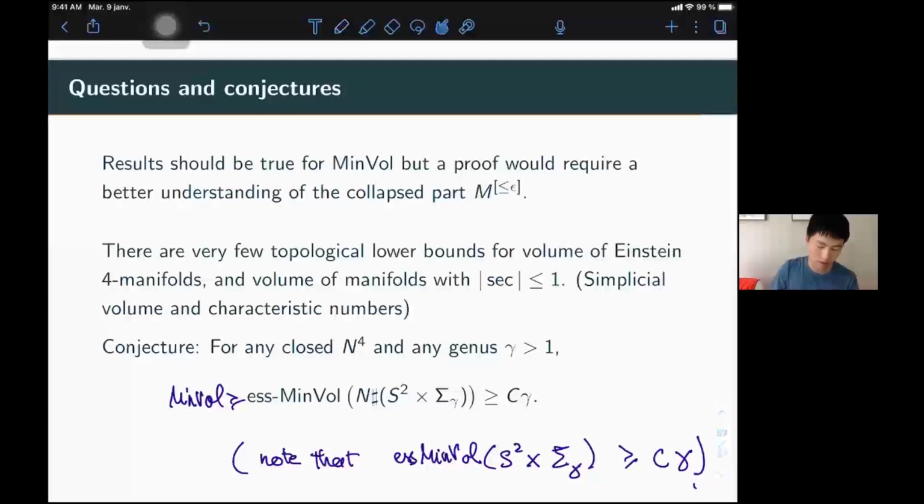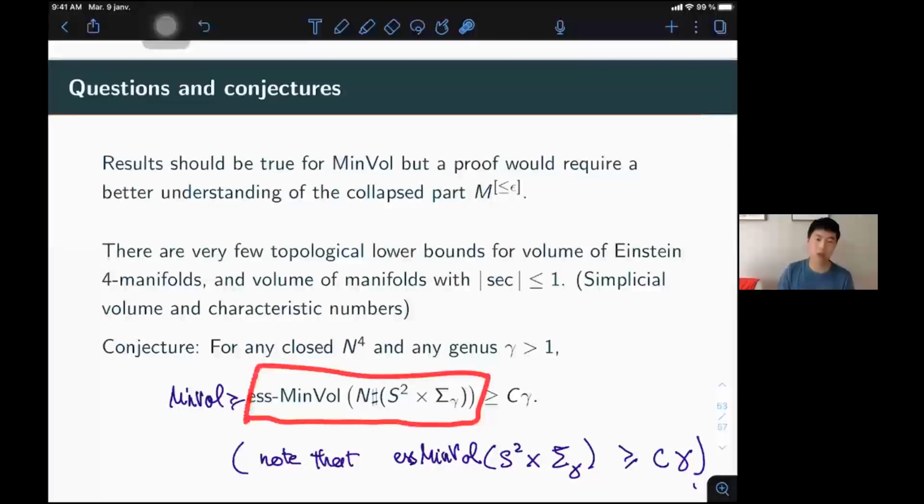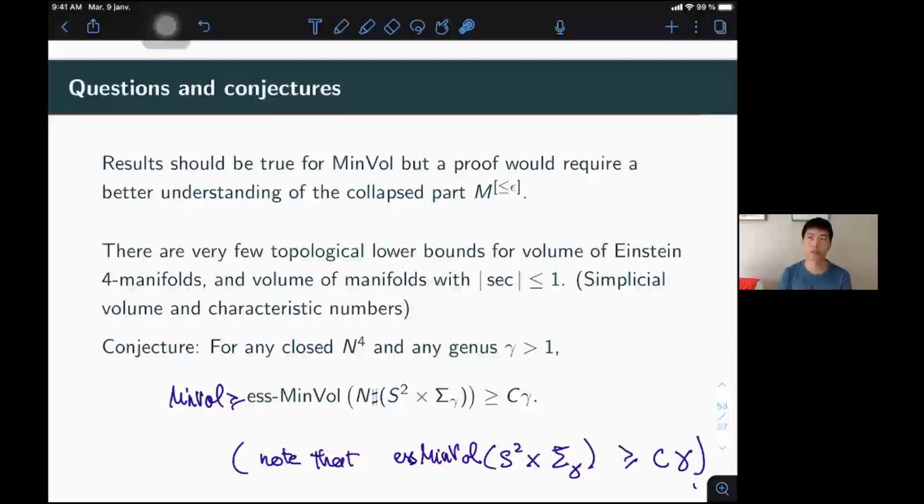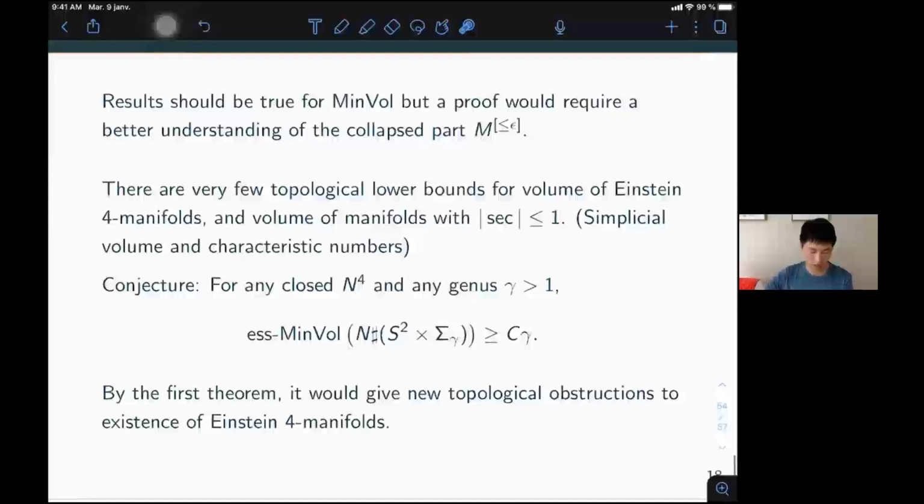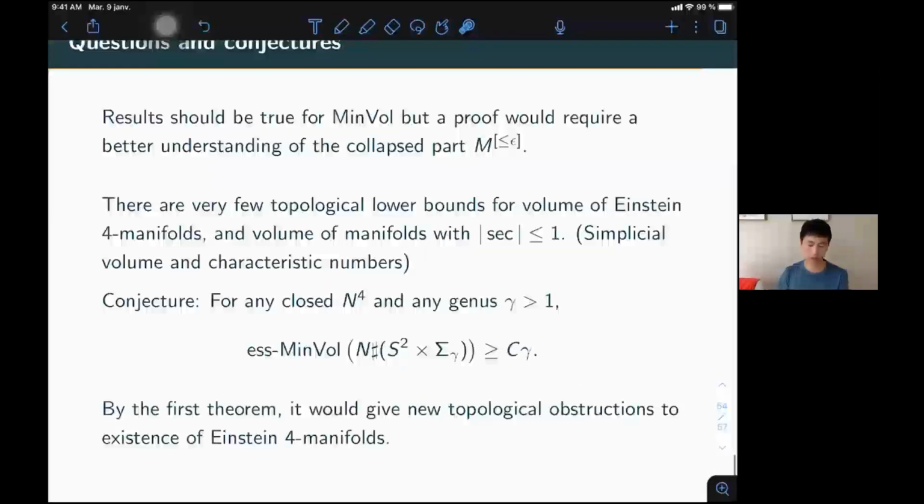And once you have that, then because of the theorem that I mentioned in the beginning for Einstein four-manifolds, you would get an obstruction, a topological obstruction for the existence of Einstein metrics. Right. So by the first theorem, that would give some obstructions. I think I'm done. So thank you for your attention.